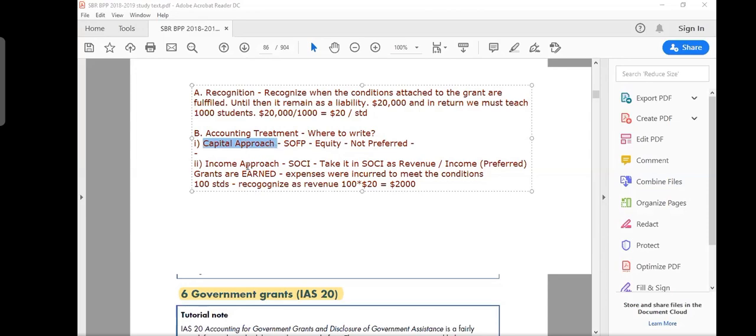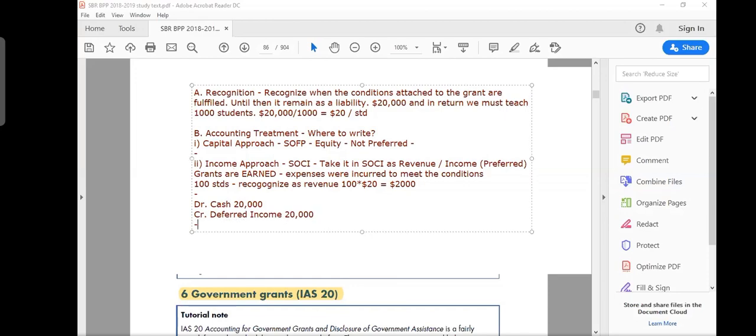The arguments in favor of the income approach are much stronger and they win. Therefore we use the income approach. So what you should be doing, let's suppose, when you get the cash, is say debit cash, like $20,000, whatever you received, and credit deferred income, $20,000. So you record your asset in the form of cash and your liability in the form of deferred income. So this 20,000 is that grant.